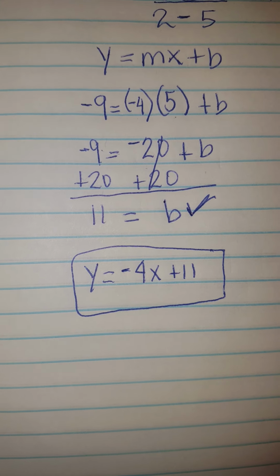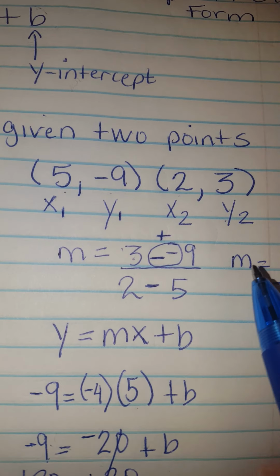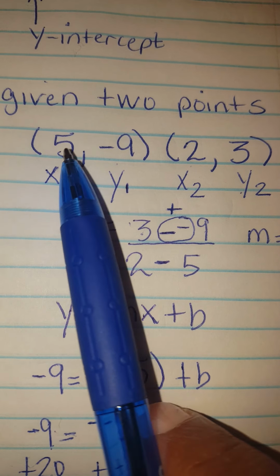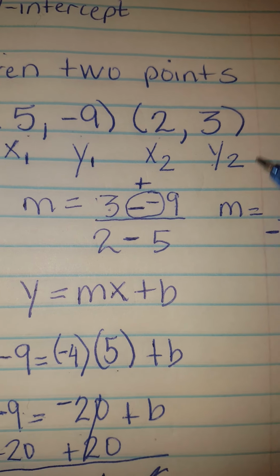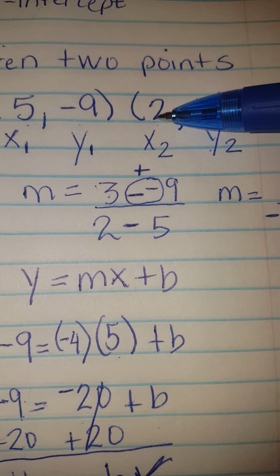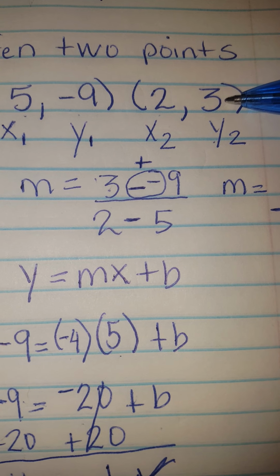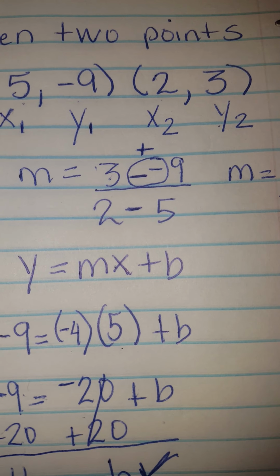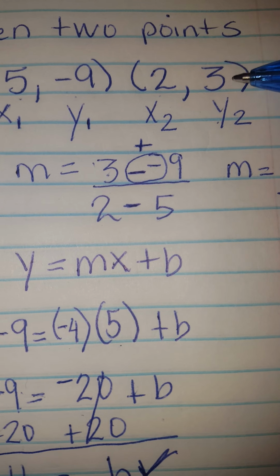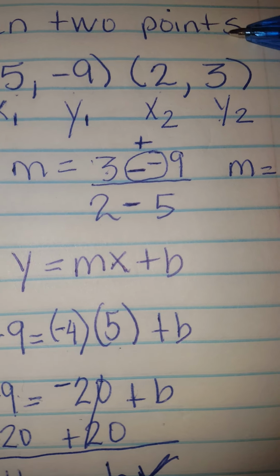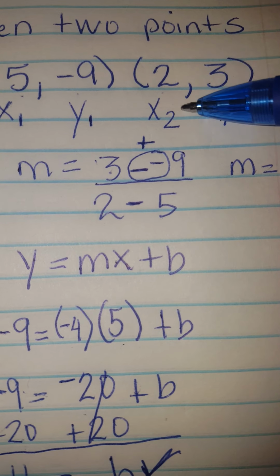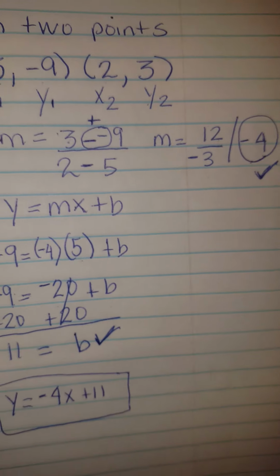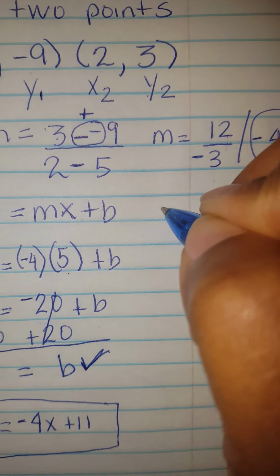And I'm finished. But what if I chose to use the second point instead of this one? If I allowed the 2 to be my x and the y to be 3, will I get the same exact equation? And that's what we're about to find out. So let's use the second point. Even though we're done, I want to show you that you can choose to use any point that you want. So I'm going to use this point. Still rewriting my equation.